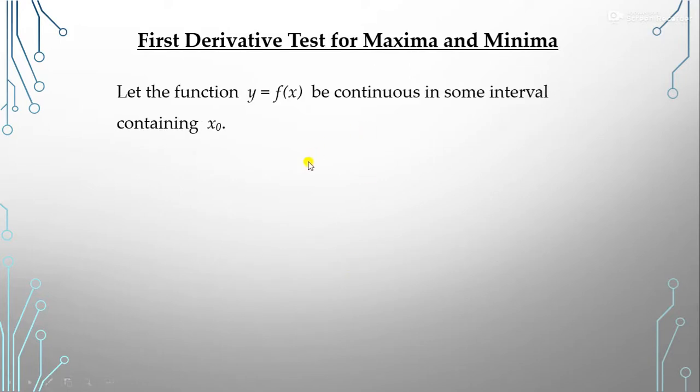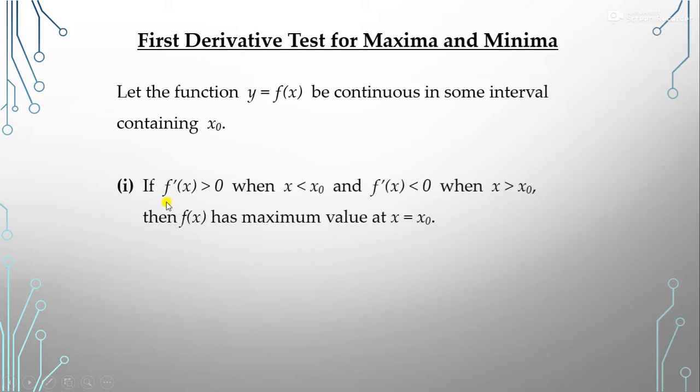You have two methods to find the maxima and minima of a one variable function. First is the first derivative test. By using only the first derivative we can find the maxima and minima. Suppose we have the function y is equal to f(x), a continuous function in some interval containing x naught. First, you have to find the derivative of this function, that is f dash x.